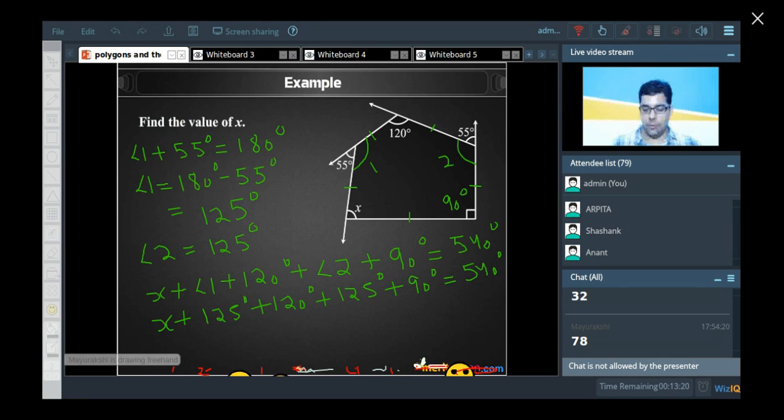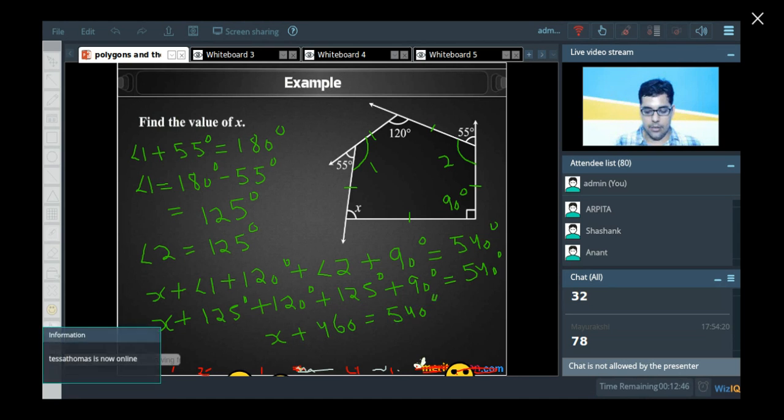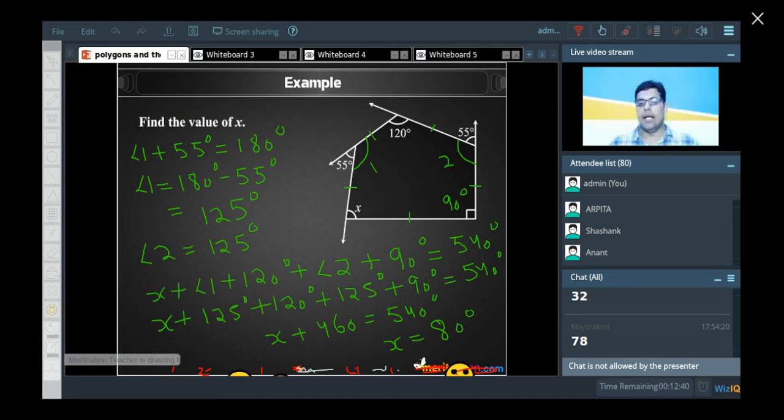Now solving this for x from this equation, we will get here the value of x, that is coming out to be 80 degrees. We can solve this. It is coming as x plus 125 plus 120, that will be 245 plus 125, 370 plus 90, that will be 460. X plus 460 equals 540 degrees. And then solving this, x is coming out to be 80 degrees for this example.